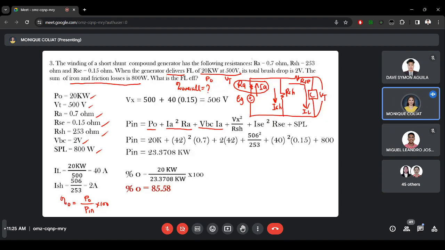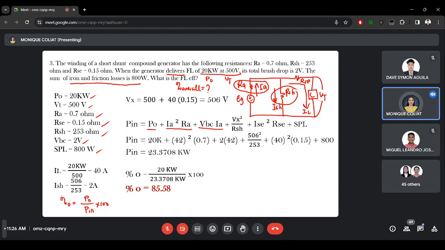VX is equal to VT plus IL times RSE. We have 2,400. Then ISE squared times RSE, that is the power here. ISE is equivalent to IL, so IL squared RSE plus SPL. Okay?